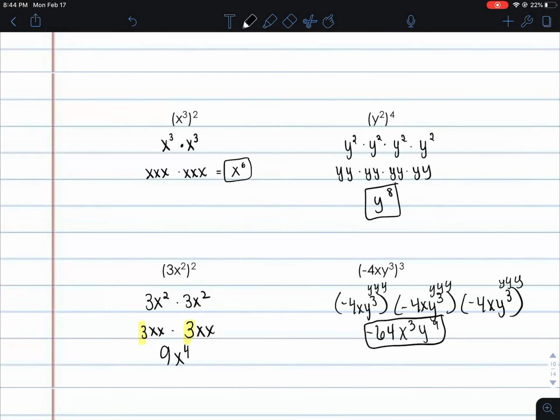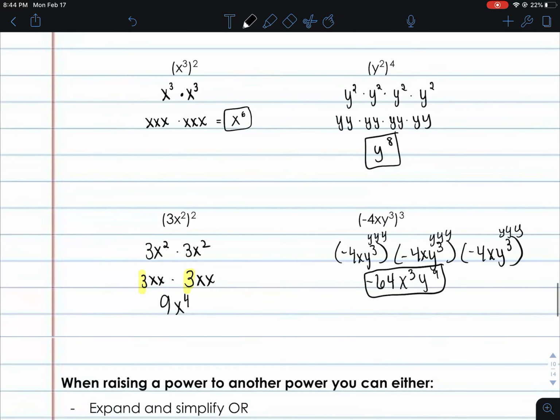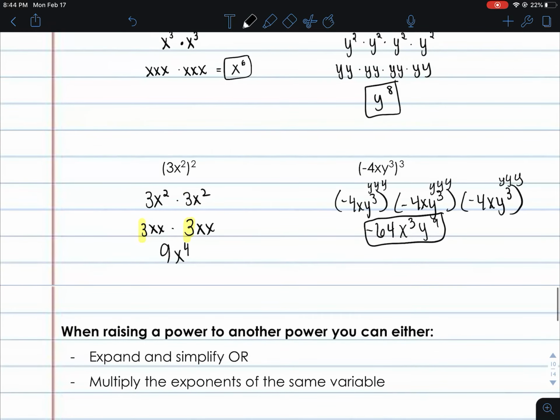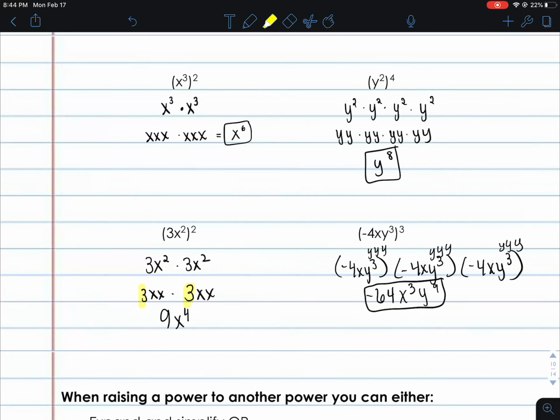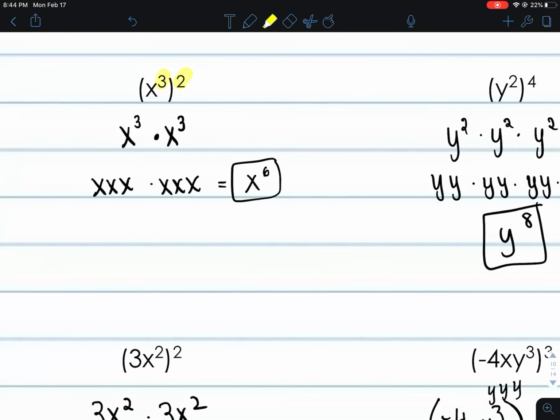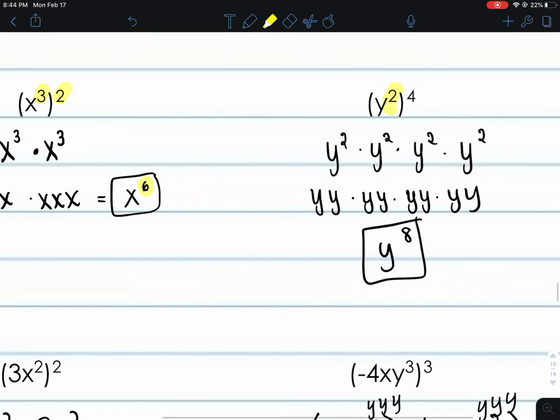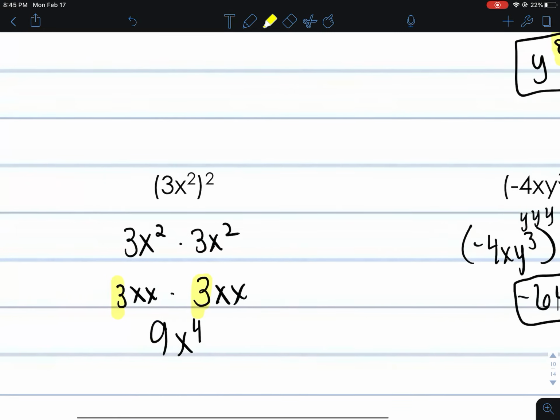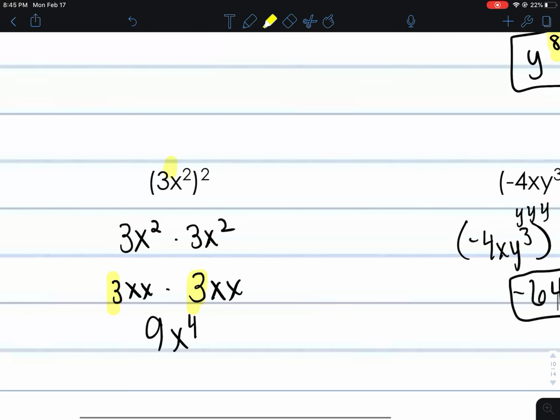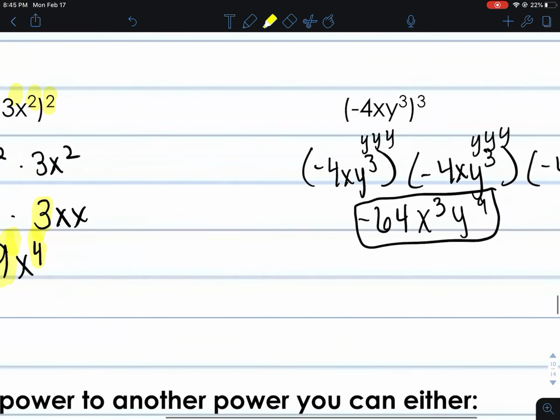So after you do a bunch of these, like a lot, hopefully you'll start seeing some patterns again. So you can always expand your power and then rewrite it, so kind of writing it out just like I did in all of these examples. Or instead, you'll notice that we're going from, just looking at the exponents, 3 to 2 to 6, 2 to 4 to 8. This is interesting too. Don't forget 2 to 9 and 4. So we'll look at that one in just a second.